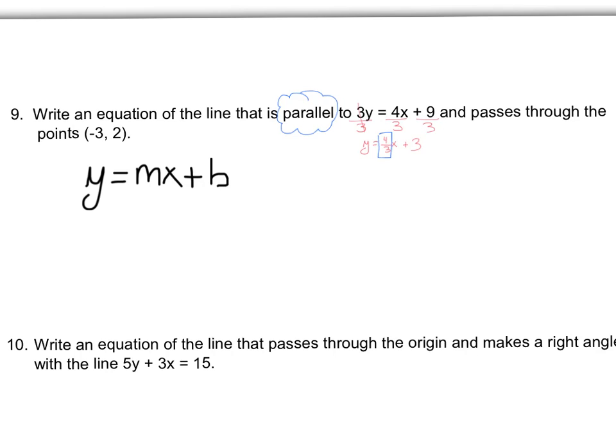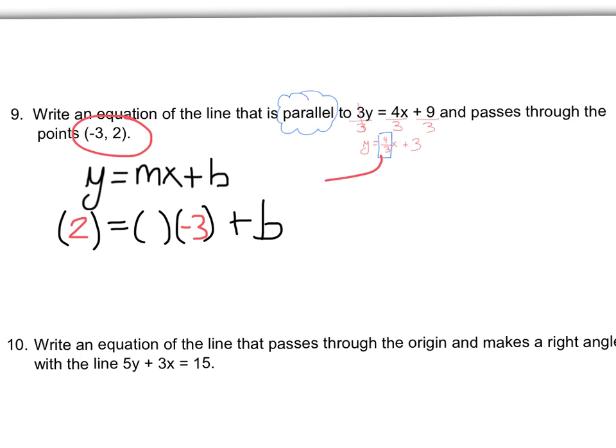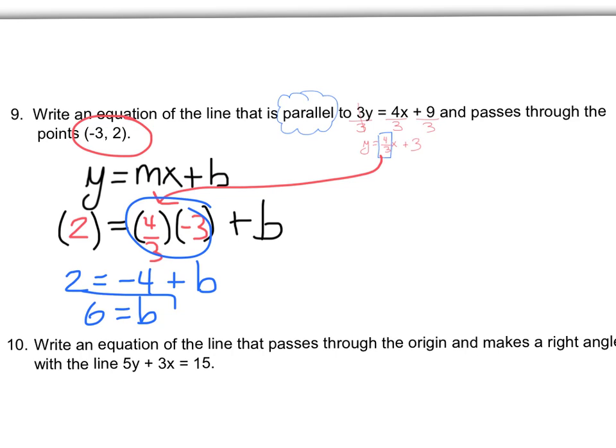Now I'm asked to write the equation of a line, so I jotted down y = mx + b, and I'm going to substitute in what I know. I know everything except for b, which is going to help me find my new line. I know they want me to use the point (-3, 2). Well, the y coordinate of that is 2, and the x coordinate of that is -3. And I know I have the slope already found, which is 4/3. I'll clean this up a little bit, and I get 2 equals -4 plus b.